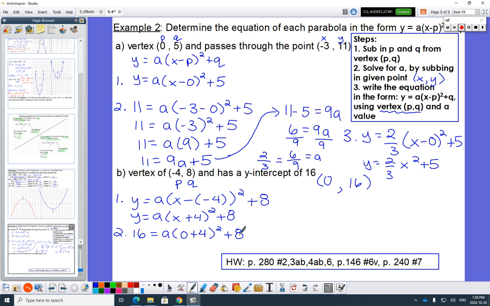Don't push out of your brain things you already know. So you did this in grade 9, right? Y-intercept means x is 0. You know that. And now you just decide how many steps you need to solve, okay? So we've got 16. 0 plus 4 is 4. Squared is 16. So I'm going to bring the 8 over.